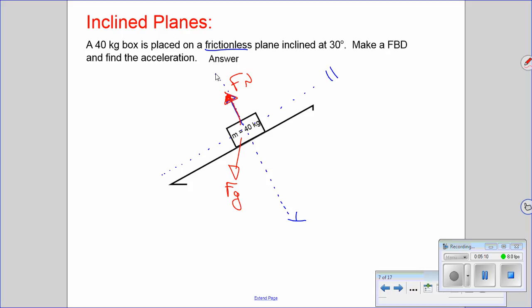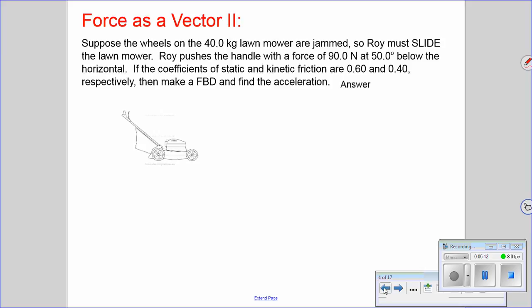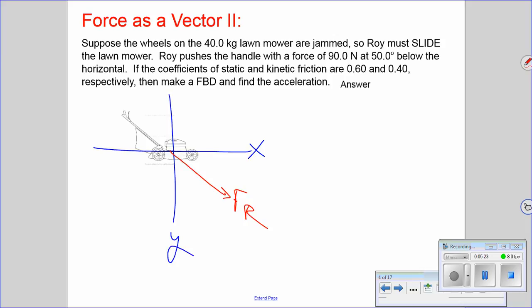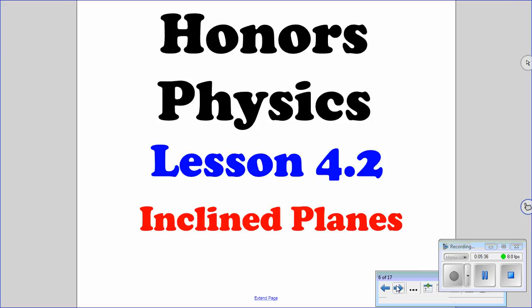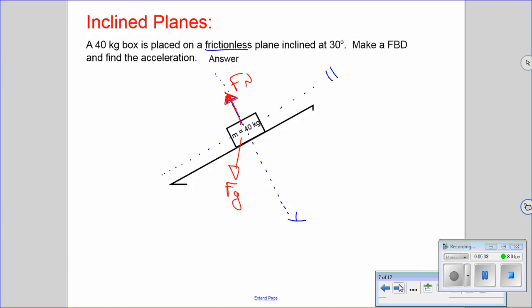Like yesterday, or the other day, we had this lawnmower, right? So in this problem, we had an x-axis and a y-axis, and so when Roy's force was at some weird angle, we had to find the x component and the y component, right? Well, this time, instead of having an x and a y component, what are my two axes? Perpendicular and parallel.